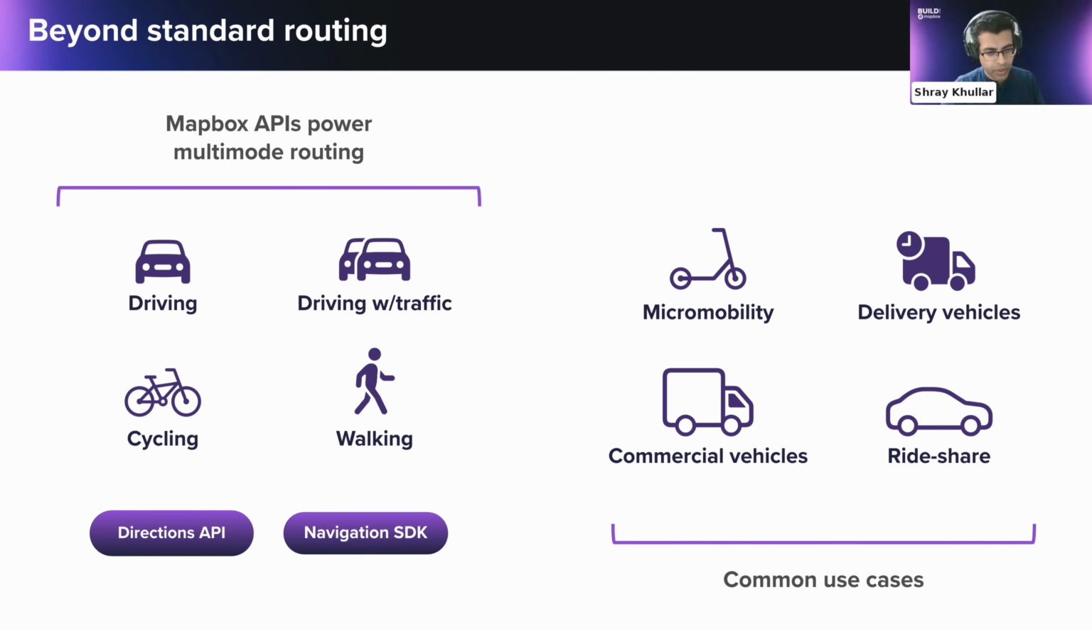Think of e-scooters, delivery vans, large commercial trucks, or even taxi ride shares. We know these fleets cannot drive on certain roads, or there are some regions where you cannot enter or park. These are mainly for compliance reasons or business safety reasons. So we need something more advanced than standard routing, what you see on the left. This is where Mapbox Zone Avoidance comes in and helps alleviate some of those issues.